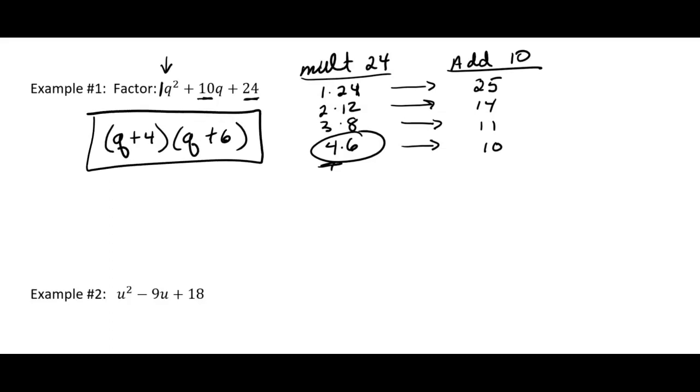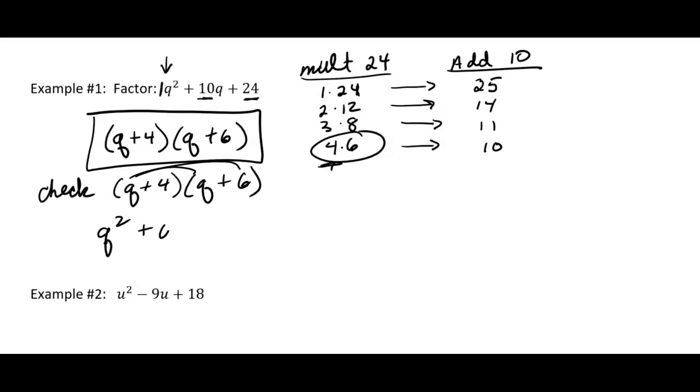That's factored. Now, to check it, I use the FOIL. Let me do it underneath here so I don't mess up my answer. So I multiply q times q, I get q squared. I multiply q times 6, I get 6q. I multiply 4 times q, I get 4q. And I multiply 4 times 6, which is 24. And then I have these two middle terms that add up to 10. So that's why it's working. It all checks out. It worked.